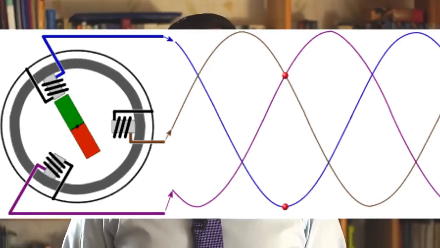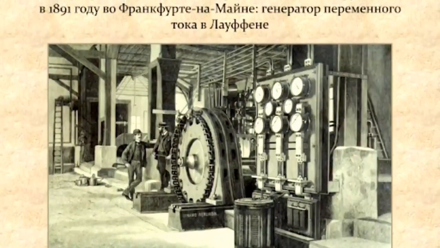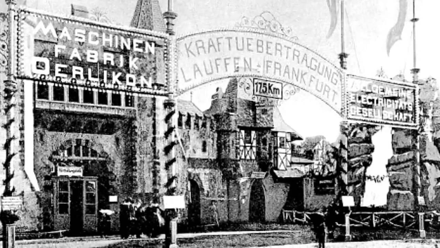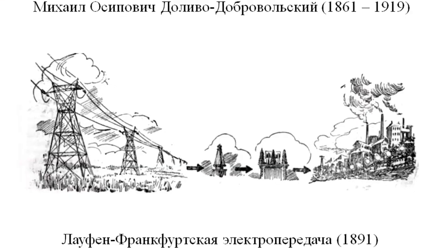He worked on this development for a long time and eventually demonstrated it at the Frankfurt Electrotechnical Exhibition in 1891. A unique power transmission line for that time was created, stretching 170 kilometers. And at the beginning of this line there was a generator that produced a 3-phase voltage, then the 3-phase line itself, and at the end there was the consumer.